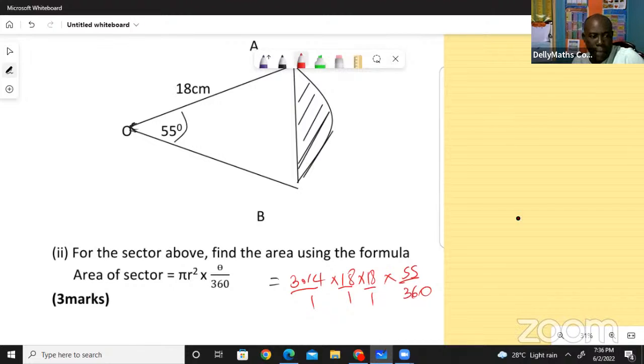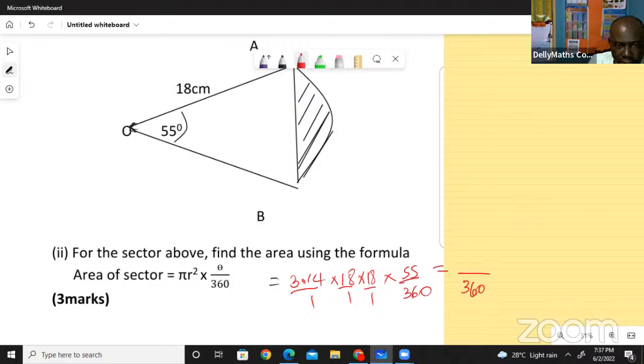So it is pi r square, and then you're taking the angle over 360. That's what we're doing. So now let's do the working out. As usual, I'm going to ask you to take an extra step. 360 is at the bottom. We're talking about 3.14 times 18 times 18, and we multiply that by 55.